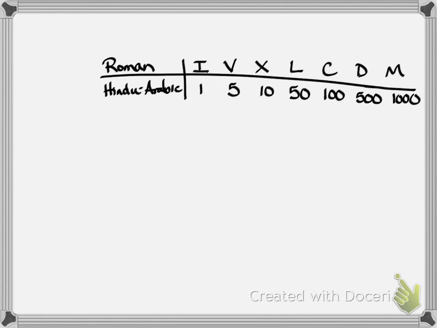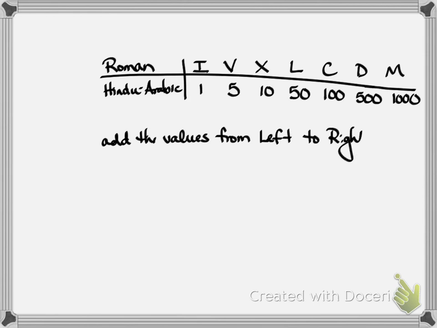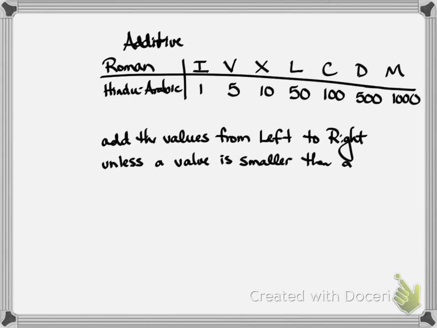So we read Roman numerals from left to right, and we add the values from left to right. Now let's also write that this is also an additive system. So we add numerals left to right unless a value is smaller than the value of the numeral to the right. Then we would subtract.